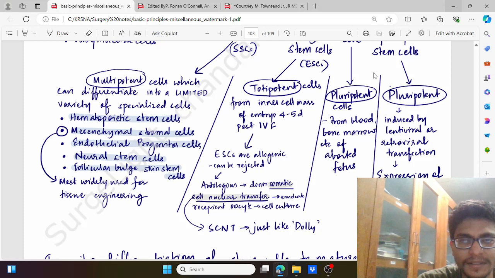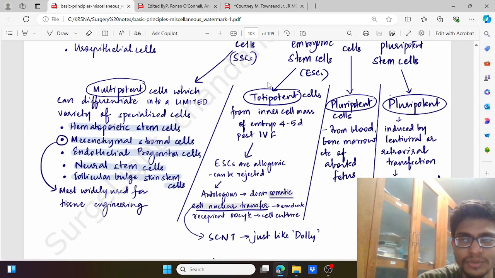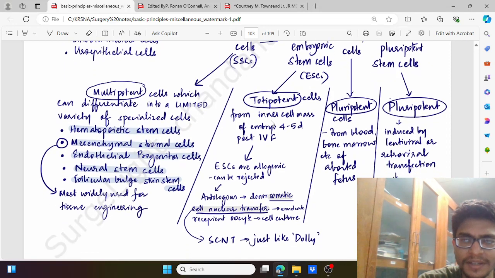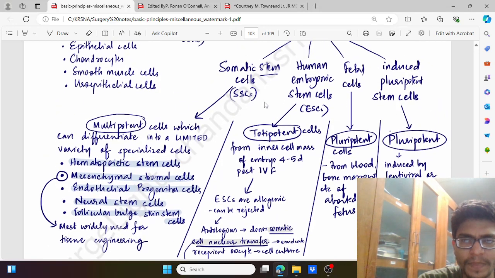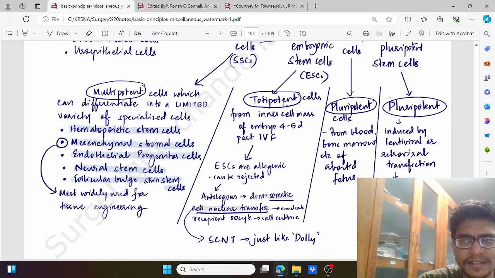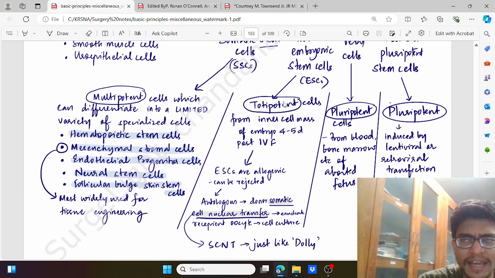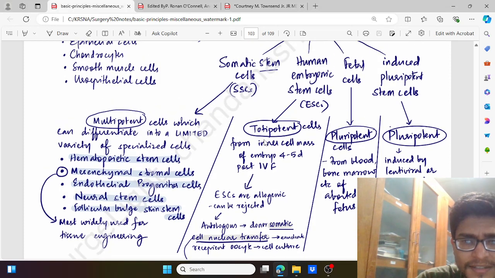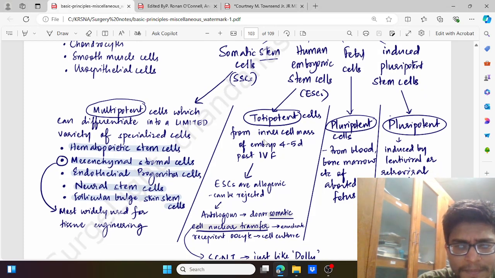Sorry for the delay. So we were seeing embryonic stem cells, which are totipotent. These embryonic stem cells can be totipotent, especially at the zygote stage or the morula stage, and after slight division in the blastocyst stage, they become pluripotent. We'll see that also in detail.